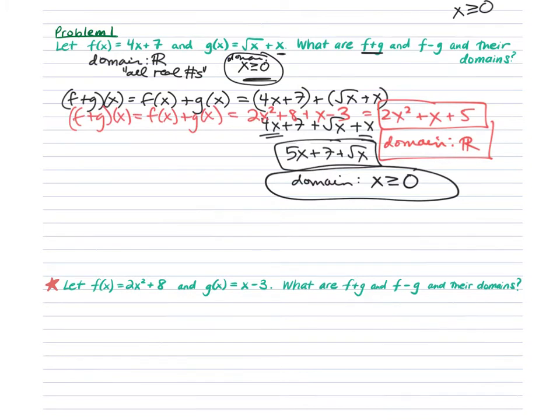Okay, so for this one, the domains are all real numbers because there's nothing being divided and there's no square root. And when you add them together, just combine like terms. There's still no dividing and there's still no square root sign, so the domain stays all real numbers. Any x you can plug in, there are no restrictions.